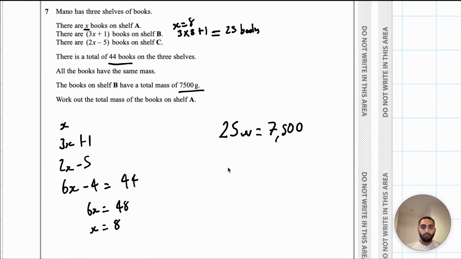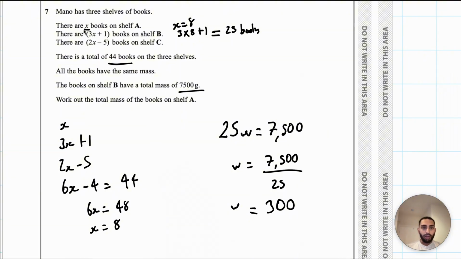So let's find out the weight of one book. I need to divide both sides by 25, so I've got W is equal to 7,500 divided by 25. 75 divided by 25 is 3, so I need 2 more zeros at the end. So the weight of each book will be equal to 300 grams.